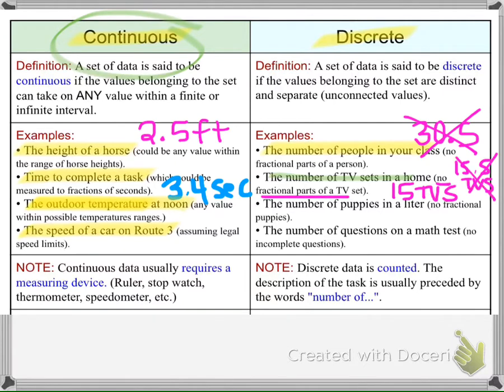That's not possible. Okay, another example would be the number of puppies in a litter. You cannot have a 0.4 of a puppy. You could have, let's say, 6 puppies, but you can't have 6.4. Another example is the number of questions on a math test. You can have 20 questions on a math test, but you can't have 20.4 questions.